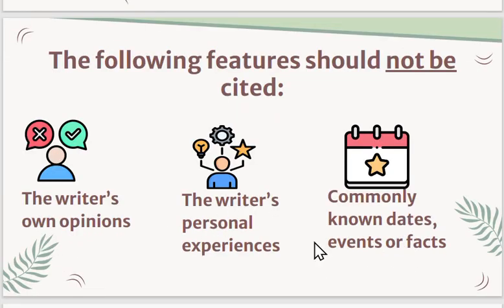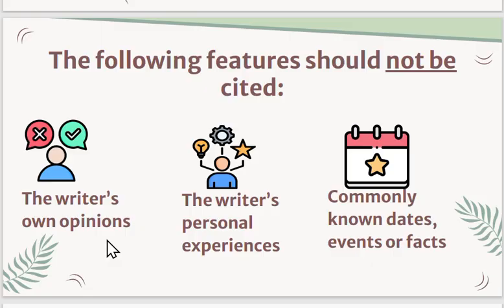Here we have the 3 points which should not be documented. The following features should not be cited or documented. There's no need to document these 3 points, the first of which is the writer's own opinion. When the researcher wants to express his opinion, there's no need to document it, because it is your own words, your own opinion. We usually document someone else's words or someone else's opinion.